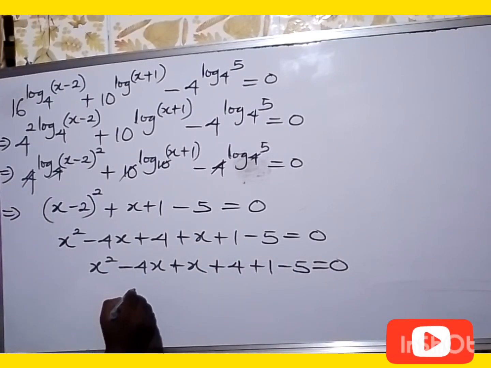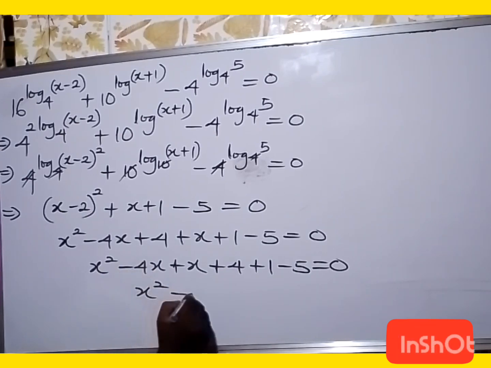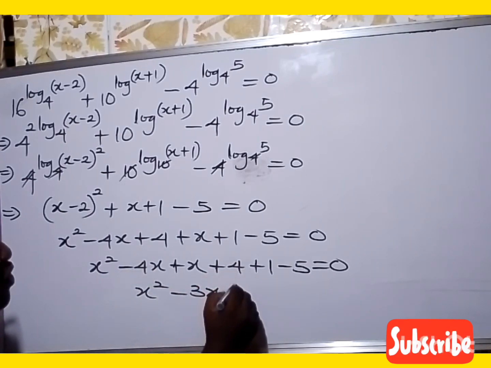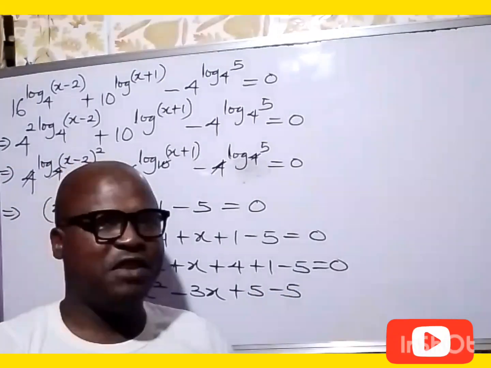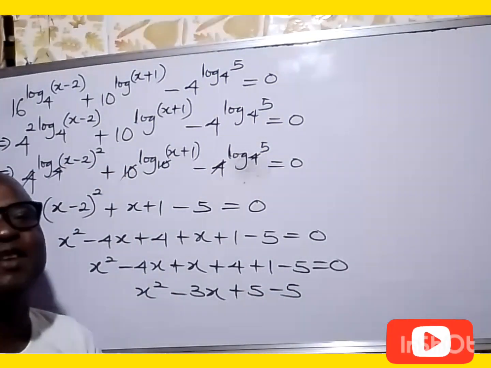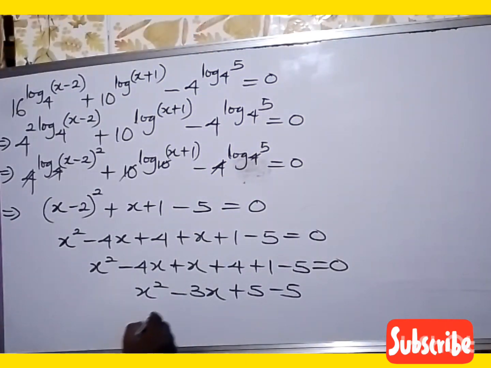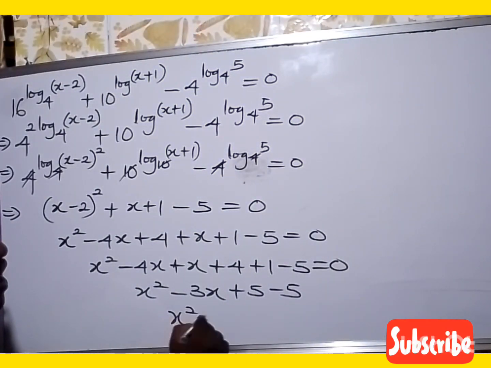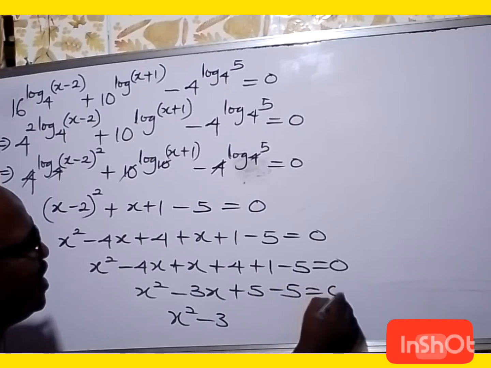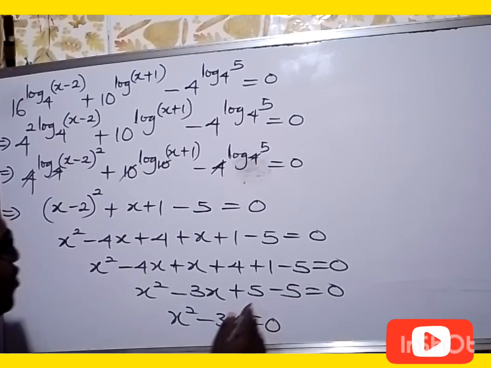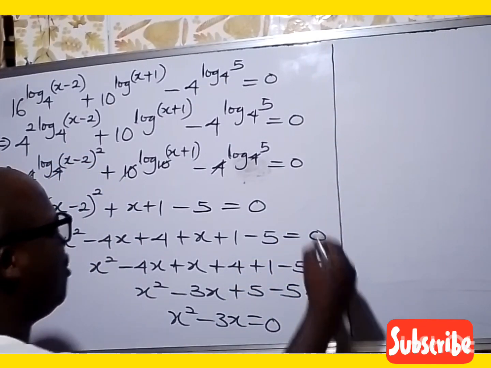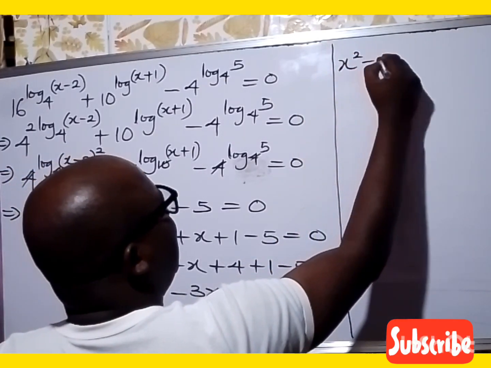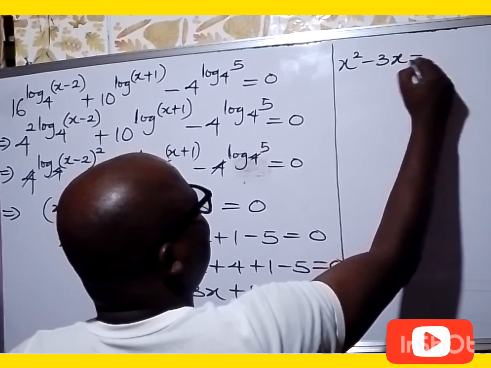So from here we are going to arrive at x squared minus 3x. This will give us plus 5 minus 5. Plus 5 minus 5 will give us 0, so the constant term is totally eliminated. Here we are left with x squared minus 3x is equal to 0. We can simplify this now.